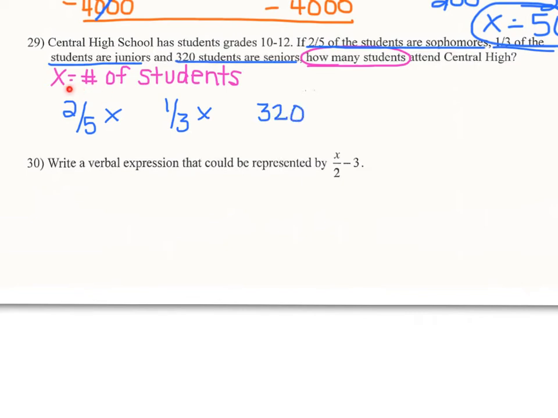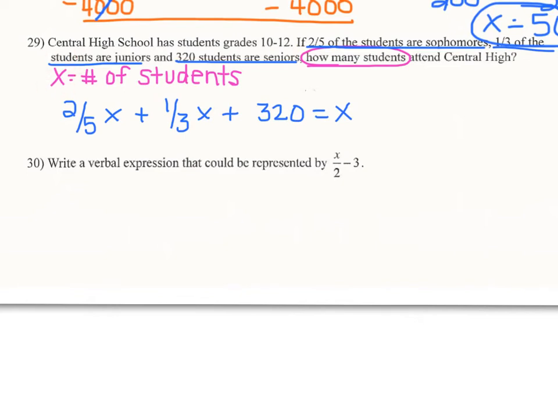Okay, so if I add together sophomores, juniors, and seniors, because this school is only grades 10 through 12, it should equal my entire student body, which I just said was going to be x. So I'm going to set this equal to x. Some of you missed that on the quiz, by the way, what you're supposed to set that equal to. It has to equal whatever the total is that you're trying to find.